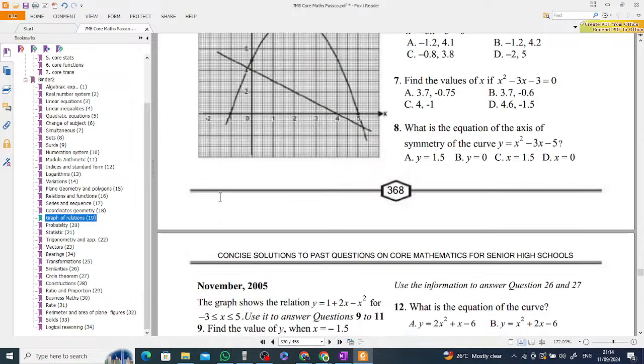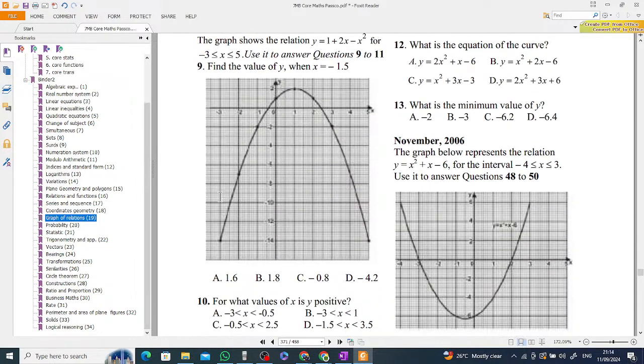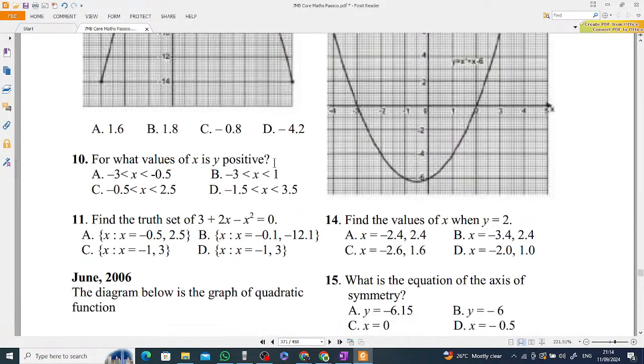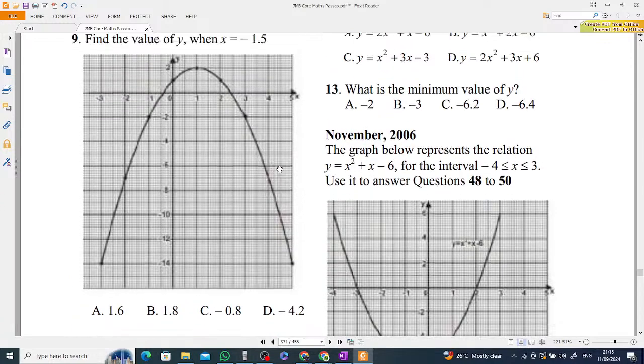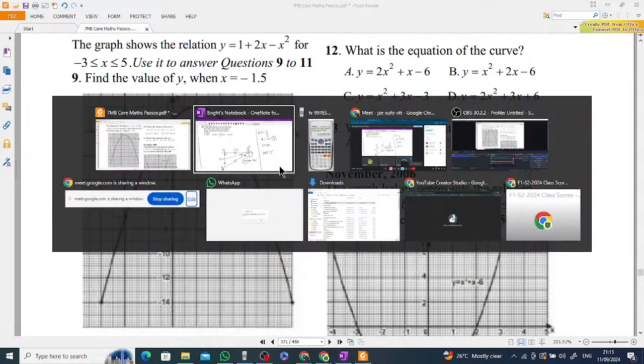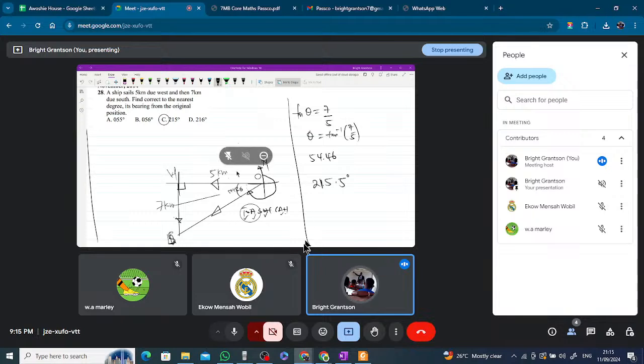When they ask you to find the minimum and maximum points, can you do it? Let's do one of them. Let me bring up this objective question. Let me share my screen.